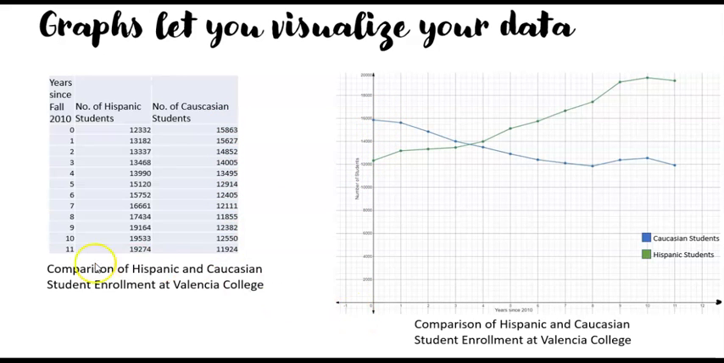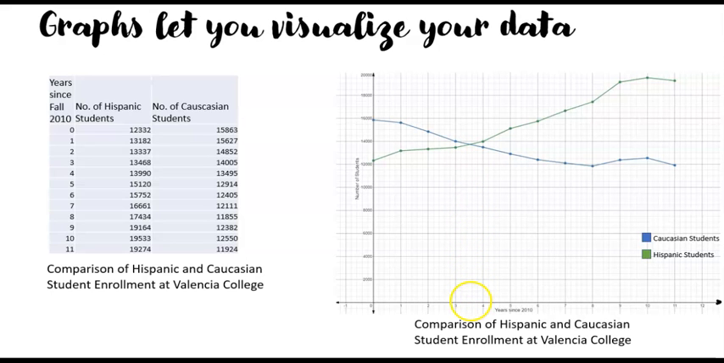Notice that both sets of data share the years since fall 2010, and that's why we're able to put them on the same graph. The line graph lets you compare the number of students of each population quickly. You can see that the number of Caucasian students is decreasing, and the number of Hispanic students at Valencia is increasing. You can also estimate the number of years since fall of 2010 where the populations were equal.